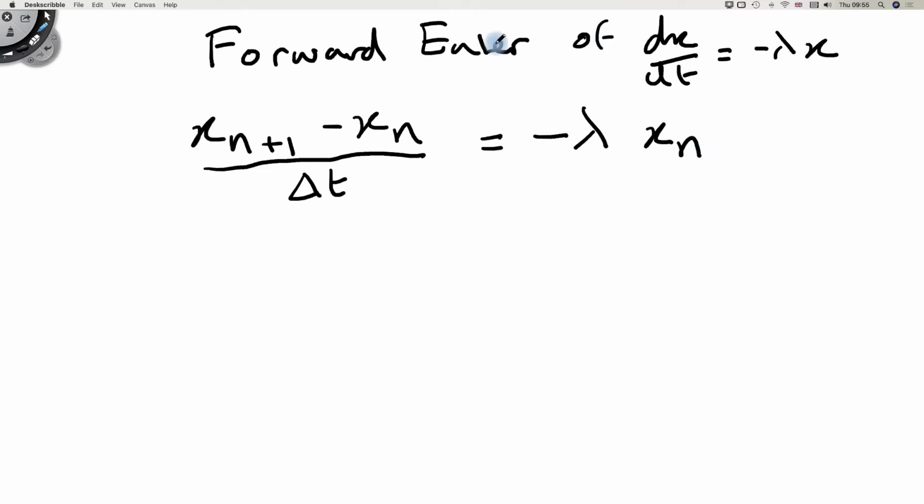Let's just pause on what we've done there. We discretized dx by dt here by differencing between n plus 1 and n. Got the constant lambda, and then we got the x at step n as well. And it's key that it's at step n rather than another step. So it's the existing or the previous time step, depending on how you're defining things. So that's very important that it is at step n.